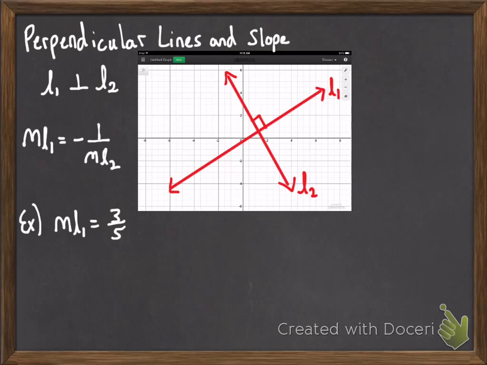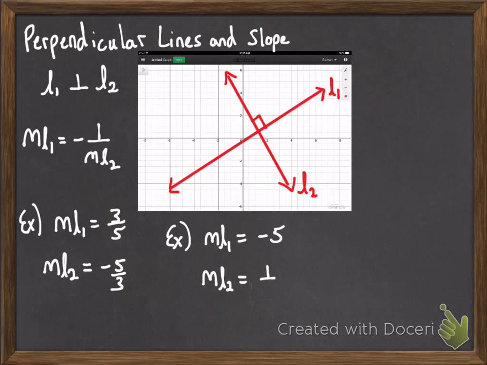Some examples: if line 1 had a slope of 3/5, and again line 1 and line 2 are perpendicular, then line 2 would have the opposite sign and the reciprocal, negative 5/3. Line 2 would be the opposite, so negative, and the reciprocal of 3/5 would be 5/3. As another example, if line 1 had a slope of negative 5, then line 2 would be the opposite of that, which would make it positive, and then the reciprocal of 5, which would be 1/5. Line 2 would have a slope of 1/5.